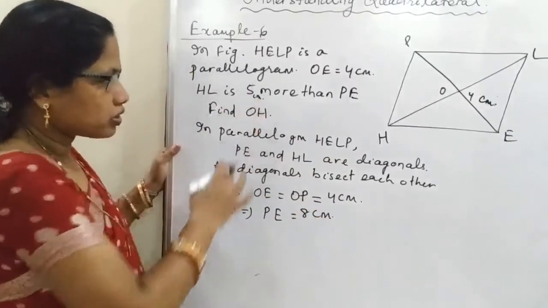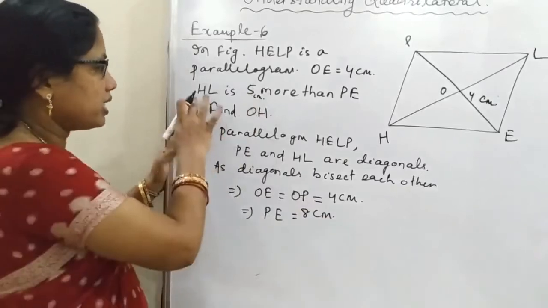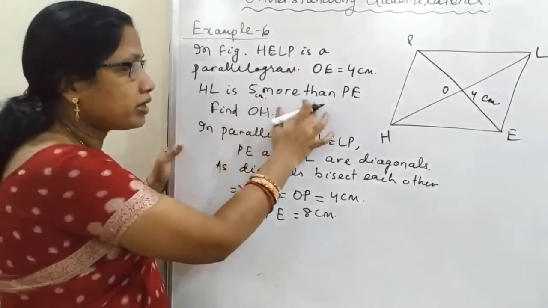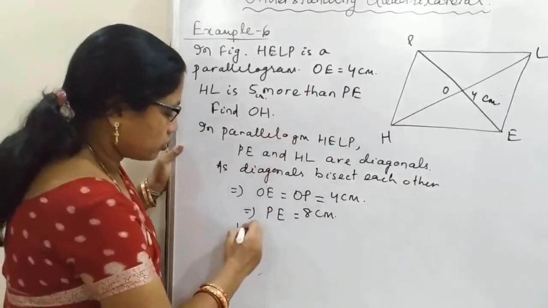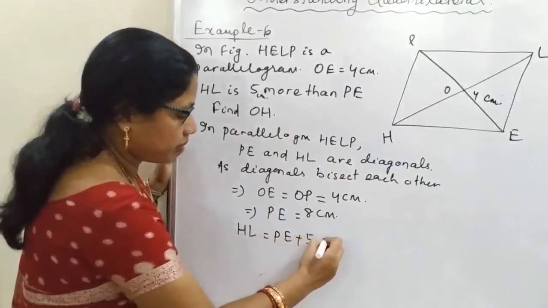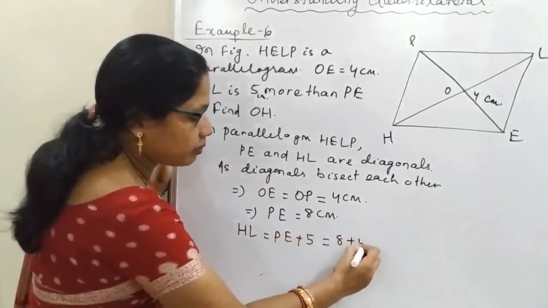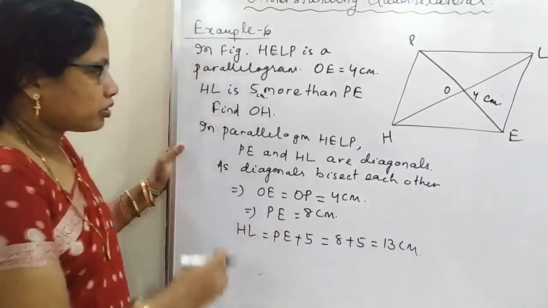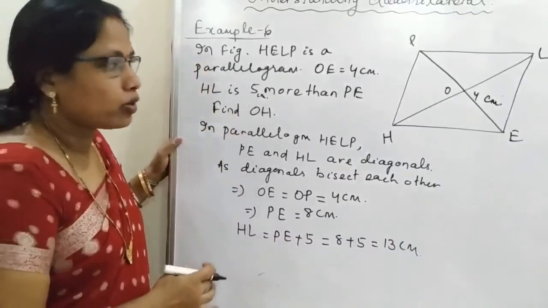Here in this question it is given that HL, the second diagonal, is 5 centimeter more than PE. So HL is equal to PE plus 5 centimeter. This is equal to 8 plus 5, which is equal to 13 centimeter. But the question asks us to find OH.